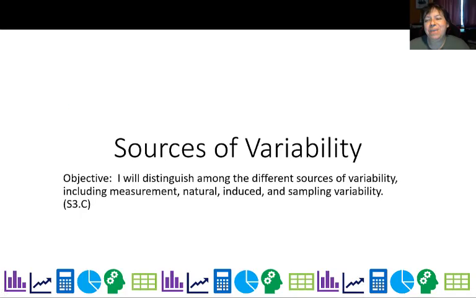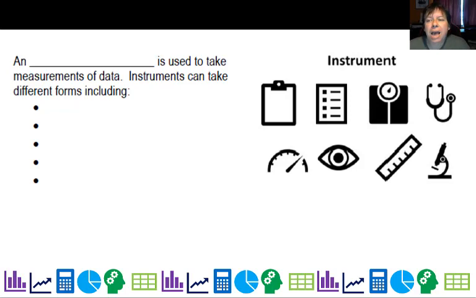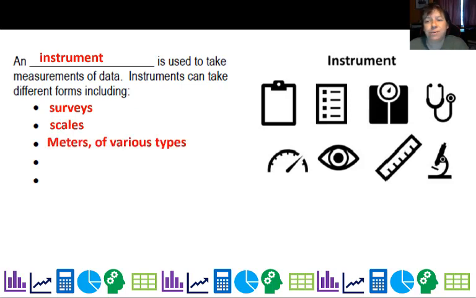Anyways, now we're going to go ahead and look at 2 things, sources of variability and actually also transforming data. So sources of variability. An instrument is something that we use to take measurements of data. They can take different forms, including surveys, scales, meters of various types, visual to determine color, and rulers.